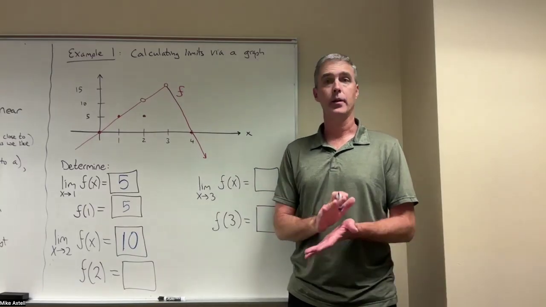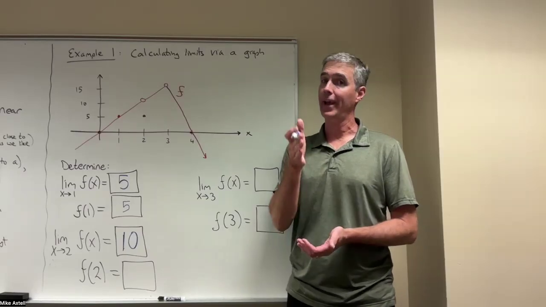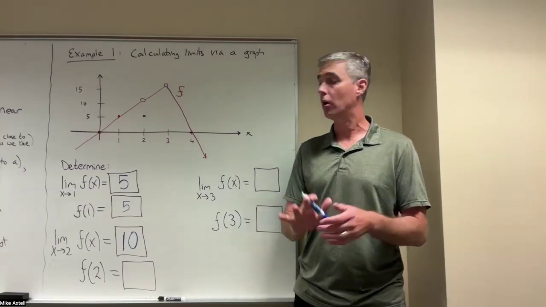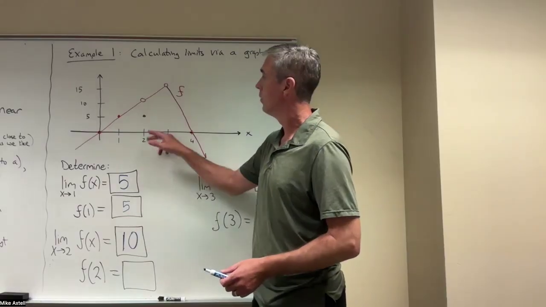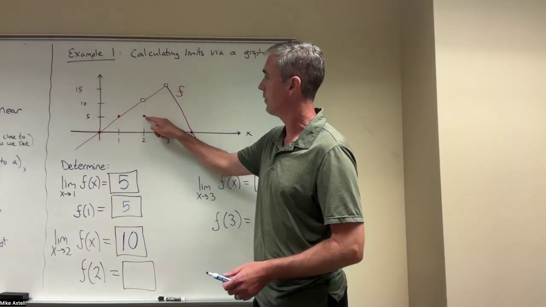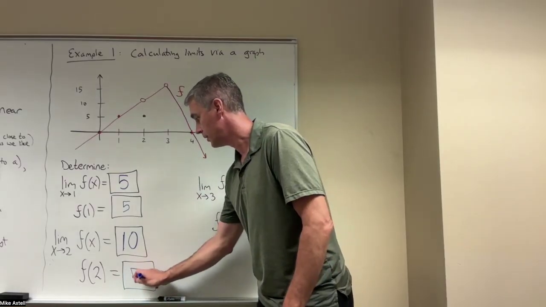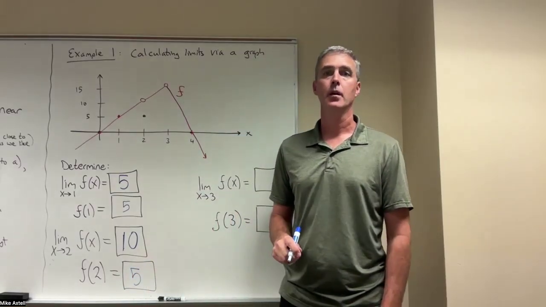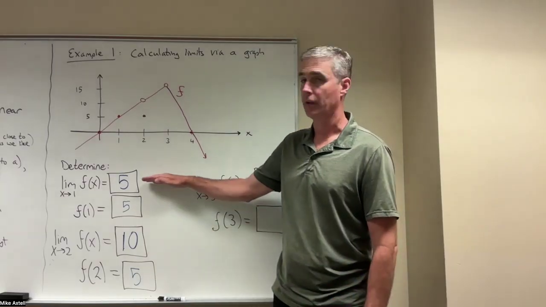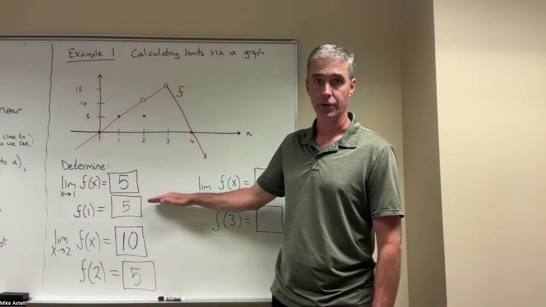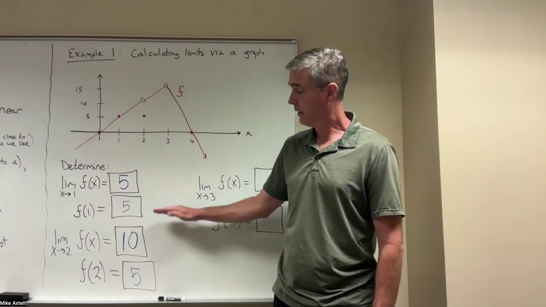Again, the limit doesn't care what's happening at 2. But if I wish to know what is f of 2, well, at 2, it looks like I plotted the point right here with an output of 5. So f of 2 is equal to 5. So sometimes the limit as I approach a is equal to the function's output at a.